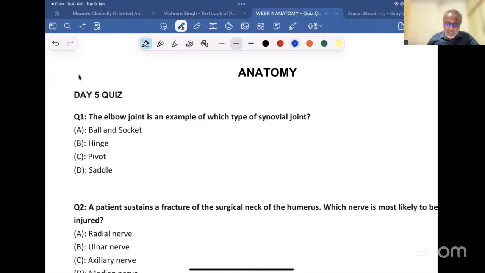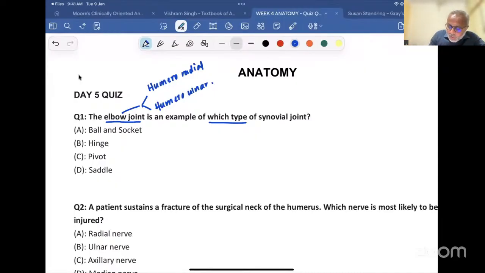The first question was regarding the type of elbow joint, right? What type of joint is elbow joint? So let's try to solve this question. The elbow joint is an example for which type of synovial joint? As we know, elbow joint is made up of two types of articulation, right? One is the humero-radial, and the other one is humero-ulnar. These are the two joint components which are put together, they form the elbow joint.